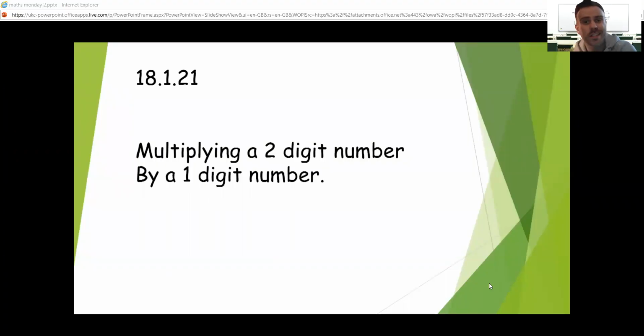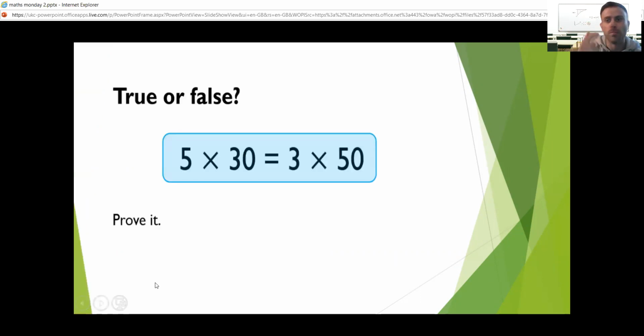Okay, so this is today's lesson. It's multiplying a 2-digit number by a 1-digit number. Might get a bit tricky, this. First of all, though, this question is thinking about a little bit what we were doing last week. We were doing some relative and some comparing of multiplications and divisions as well.